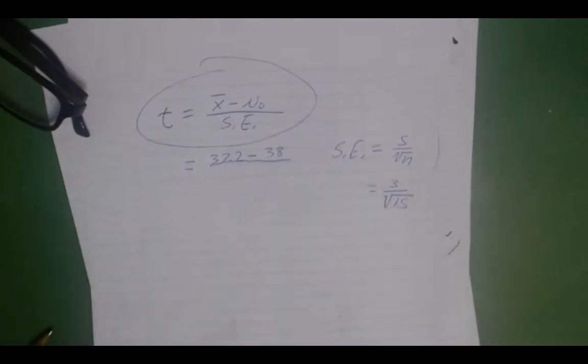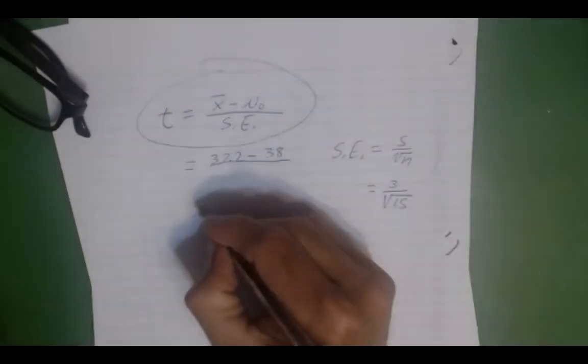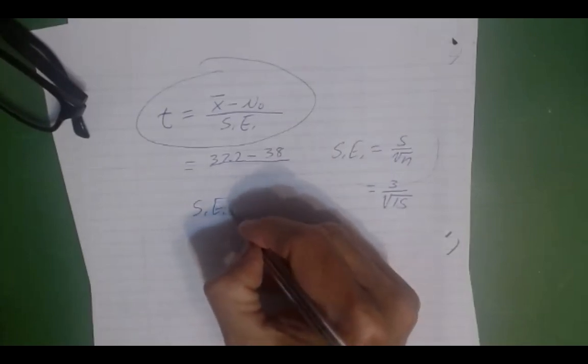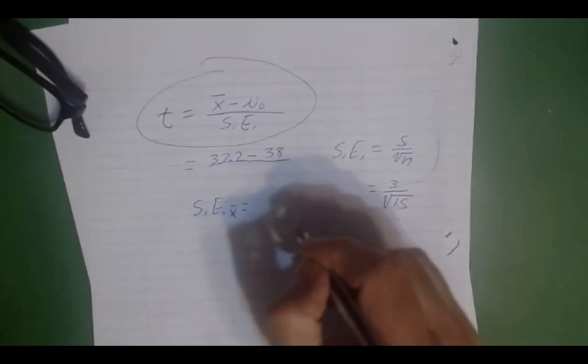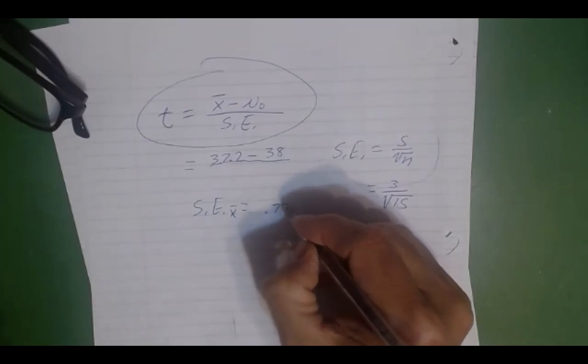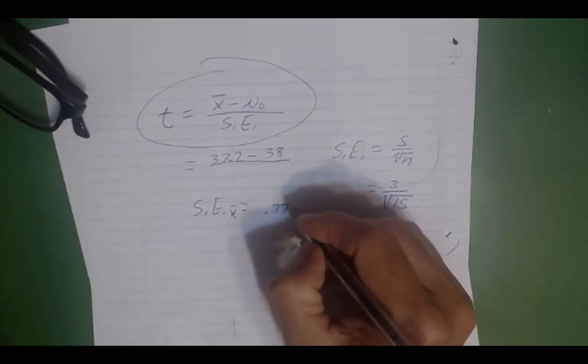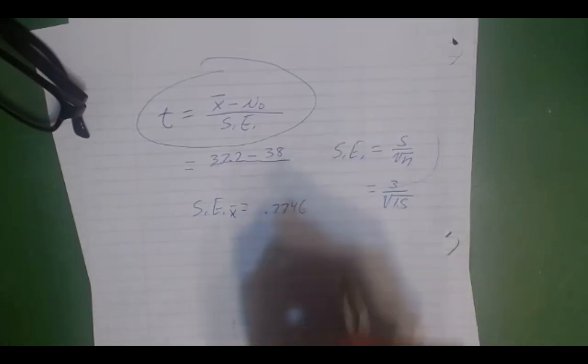So let me punch that in the calculator here. 3 divided by the square root of 15 equals, so the standard error of x bar equals 0.7746 to 4 digits, okay?